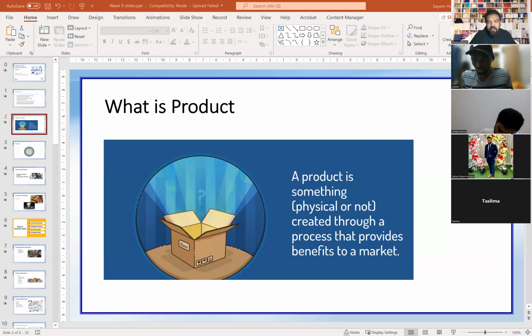Now, to further understand the concept of product, it's worthwhile to look into the levels of the product. There are various levels of a product. That's another dimension to look at the product.